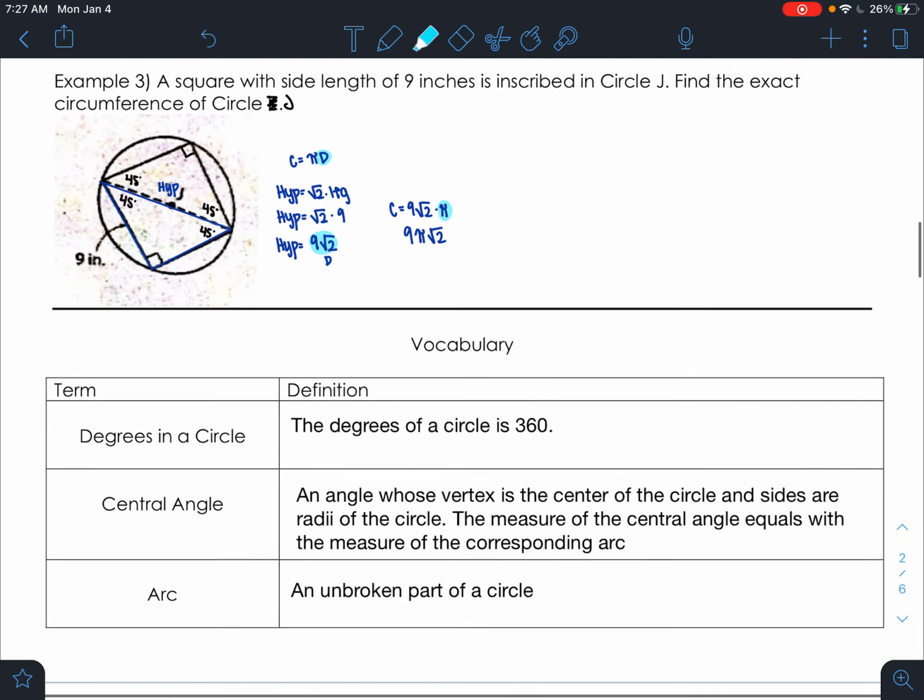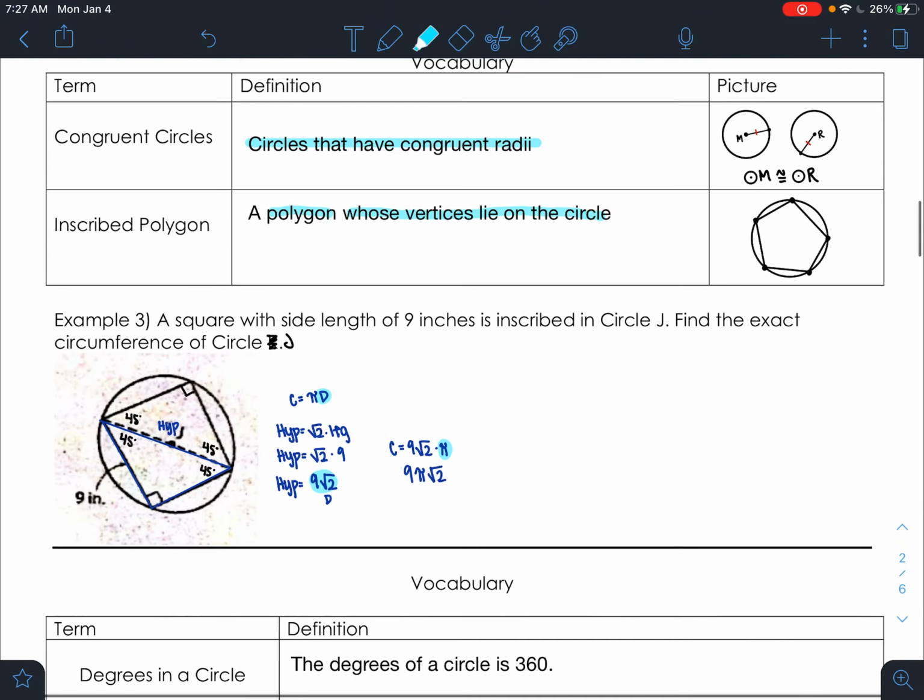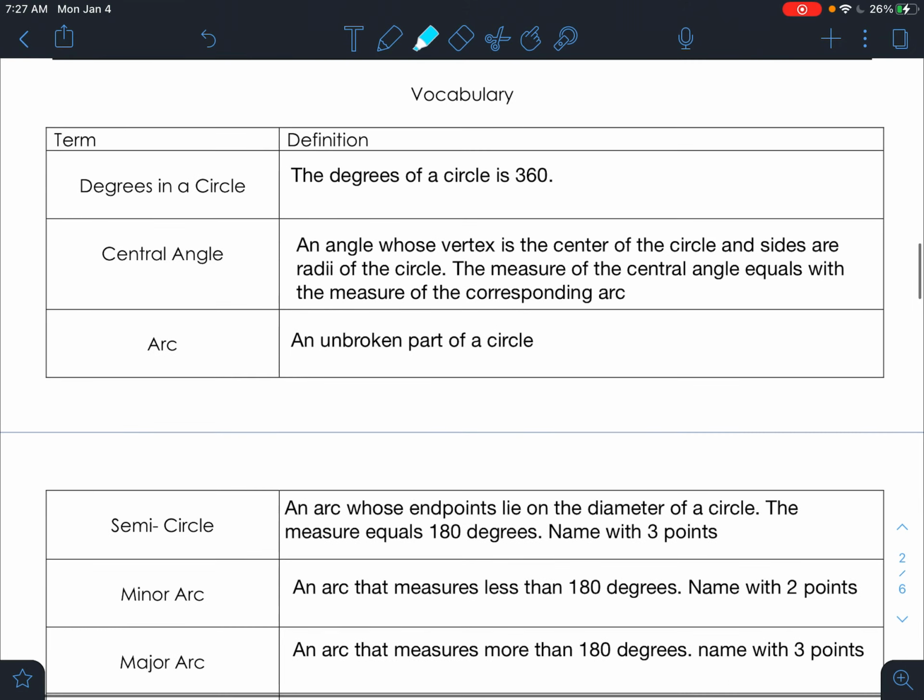All right, so I'm going to pause there. That actually was section 10.1, and now we're going to go into section 10.2.